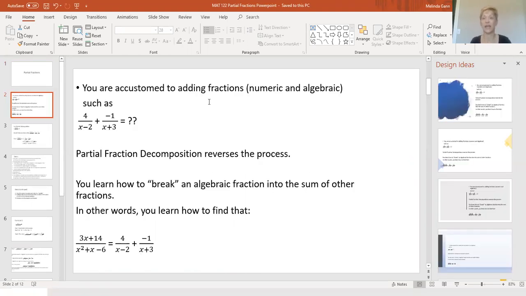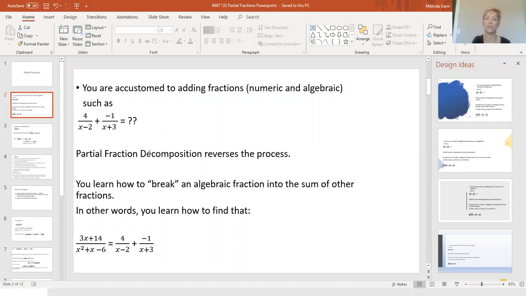You're accustomed to taking numerical fractions and adding or subtracting them. Then you went from there to algebra where you took algebraic fractions and added or subtracted them. So this is what you're accustomed to doing, taking two fractions, whether numerical or algebraic, and adding them to get one fraction. What we're going to do is reverse that process. Instead of starting with the separate fractions and ending up with one fraction, you're going to start with one fraction and break it into parts.